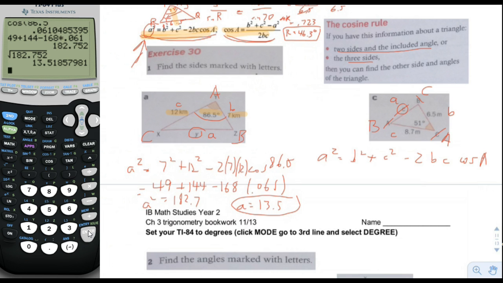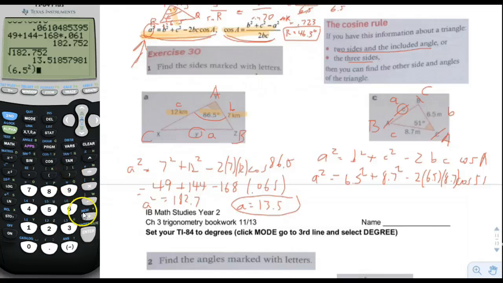So big A is 51 degrees. b and c are 6.5 and 8.7. So we have 6.5 squared, we have 8.7 squared, and we have 2 times 6.5 times 8.7, and then we have a squared over here. So we're just going to put this all in the calculator and be very generous with parentheses. These particular parentheses are not necessary, but it never hurts to put too many, as long as you put them around each term.